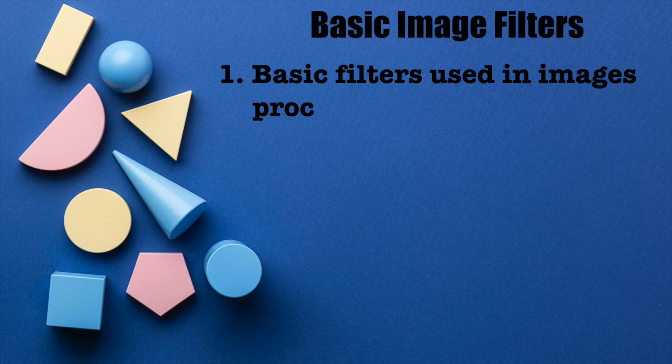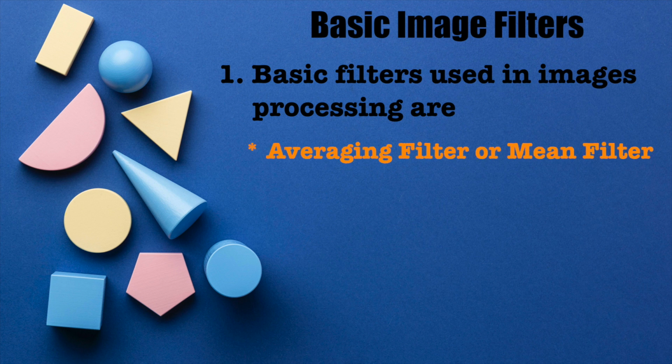So what is the way? The way is to use filters. The basic filters in image processing, in this session I will discuss only basic filters. The first basic filter is the averaging filter or mean filter, and the second one is median, then Gaussian. So let us start with the first filter, that is the mean filter.